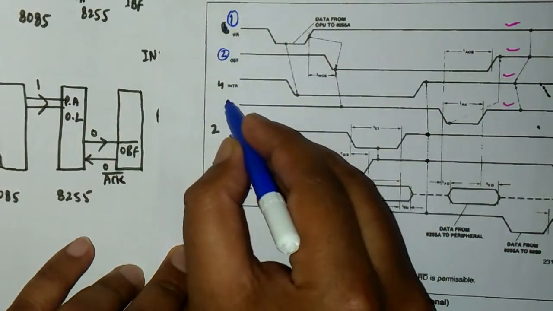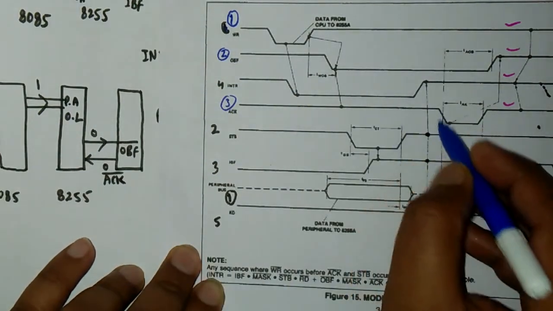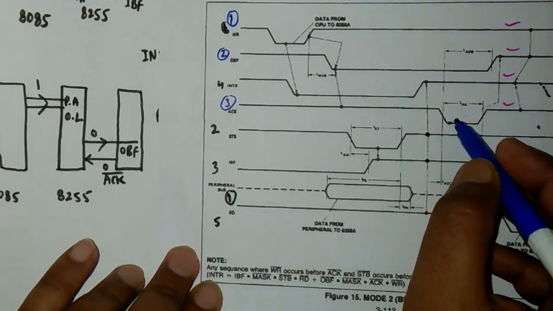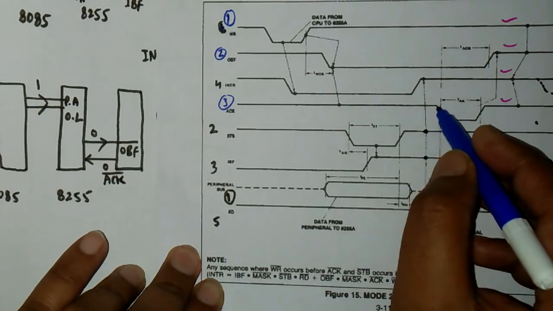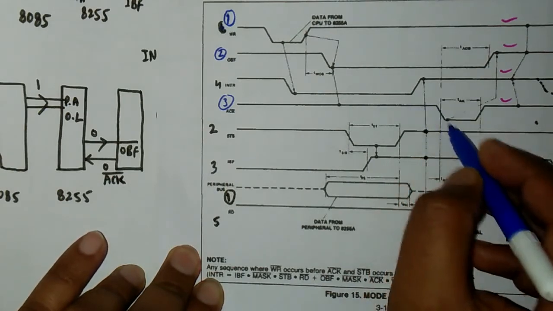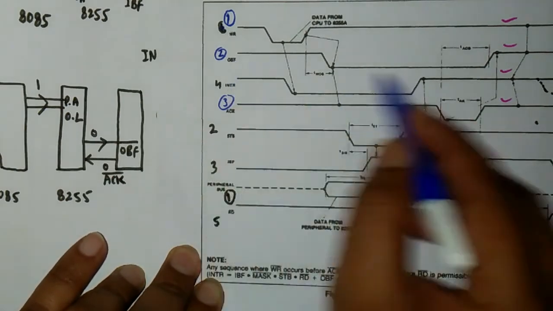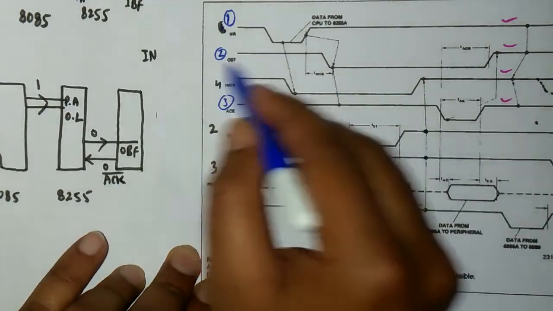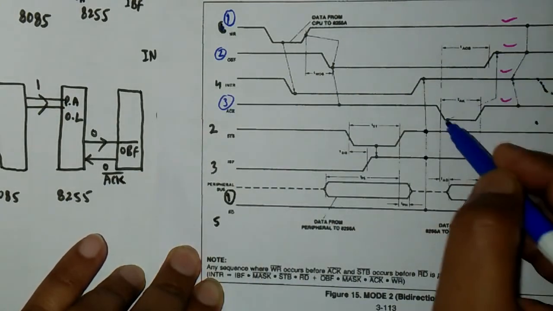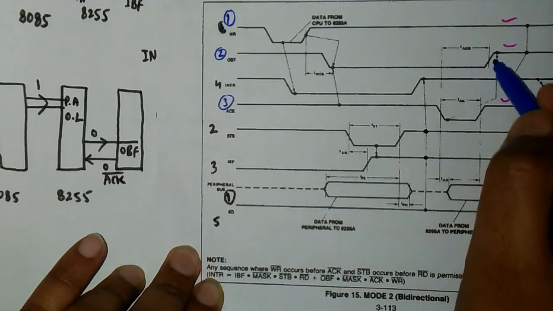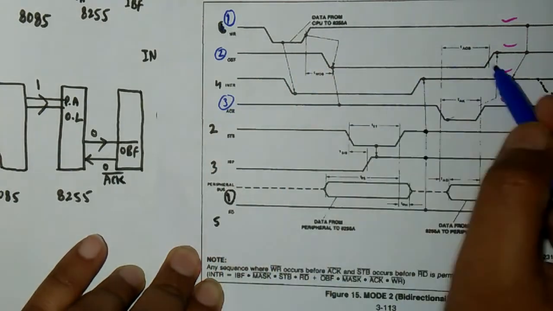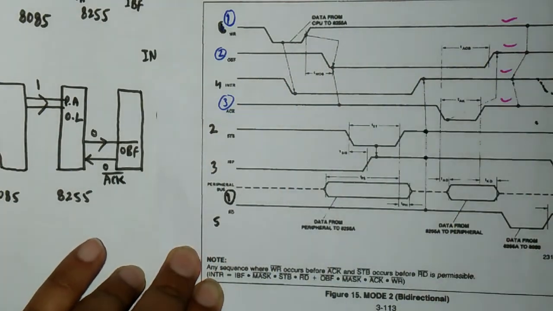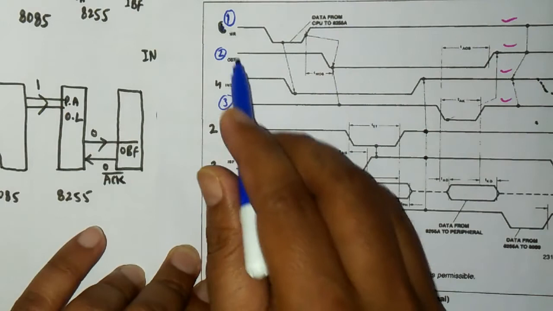This was 2 and this was the third step. So the peripheral device has got the message that yes, an 8-bit data is present in the 8255, and with this logic change from high to low here, it will change the logic of OBF from low to high here. So because of this, the OBF bar signal will return to the high level logic.